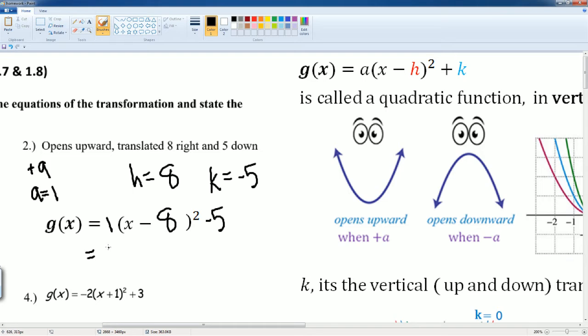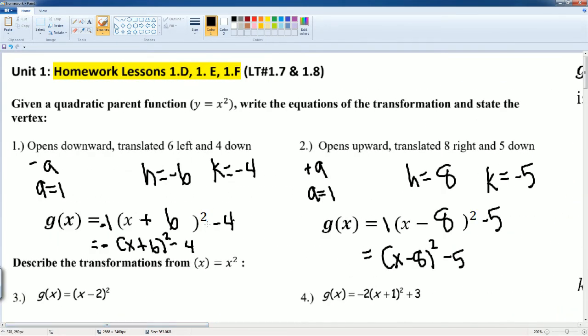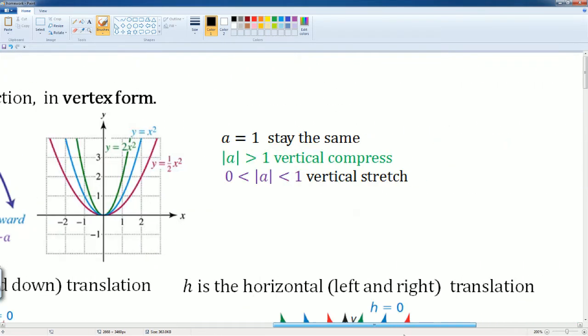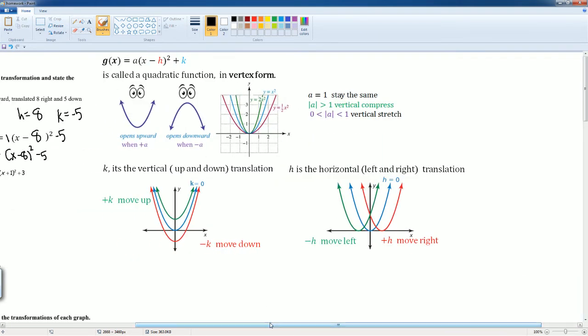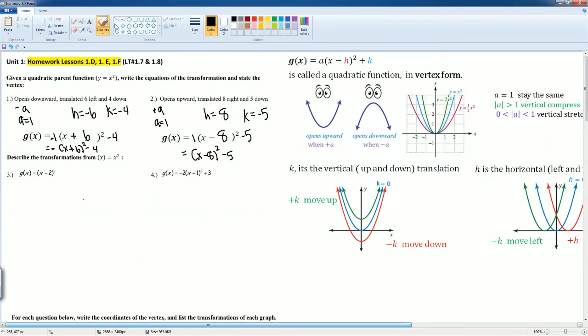Equals, we don't ever write that 1. (x - 8)^2 - 5. Okay, so this is how you write it. Just understand which word translates to which letter of the characteristics. 3 and 4 is the same, but now we describe it.